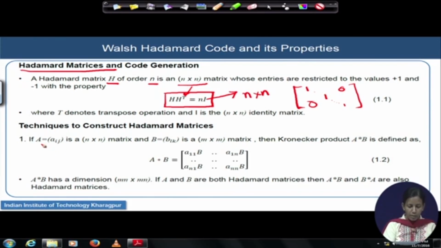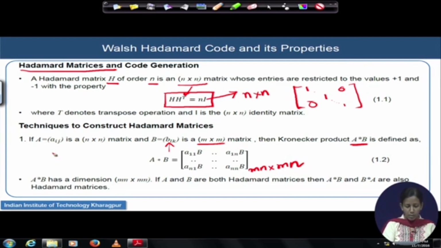Suppose A is a matrix with elements a_ij, and it is an n cross n matrix. Suppose there is another matrix B with entries b_lk, which is also an m cross m matrix. Then the Kronecker product of A and B can be given as all the coefficients of A multiplied with the matrix B, in the format written in equation 1.2. The dimension of this will always be mn cross mn.